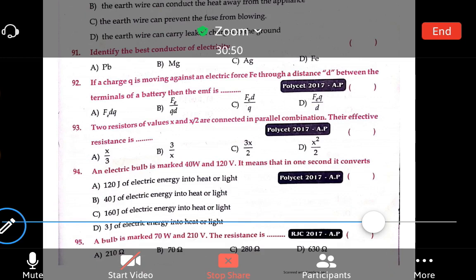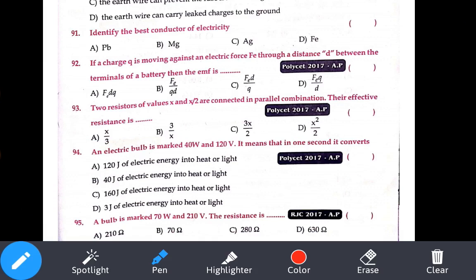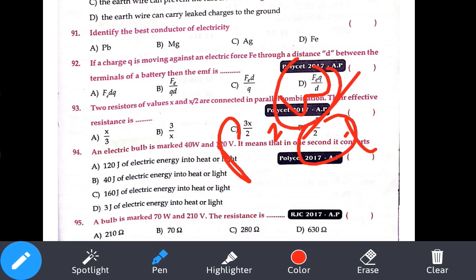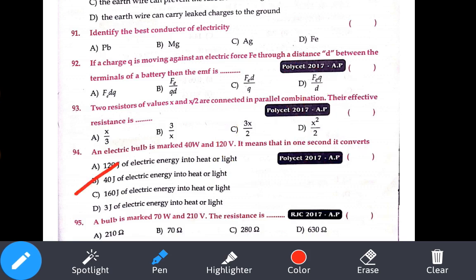Now the next question. The bulb is marked 40 watts and 120 volts. It means that in 1 second, they are asking how many joules. Watts means power, which is energy per time. Power is the rate of doing work, W/T. So in 1 second, they have given 40 watts, so 40 joules of energy.